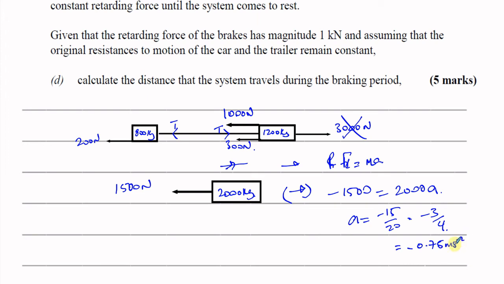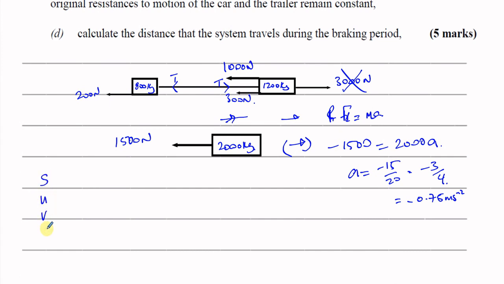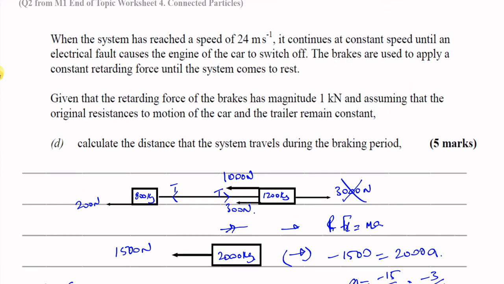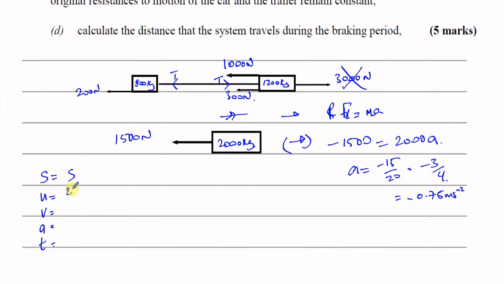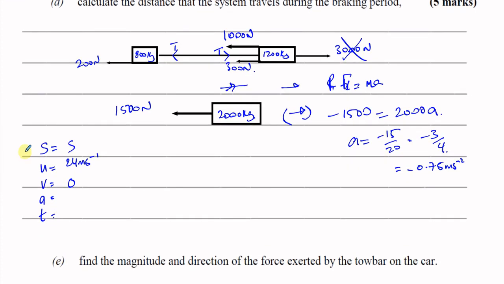Now, we want to find the distance it travels during the braking period. They've said assuming all the forces remain constant throughout the motion of the car, that means the acceleration will remain constant. So we can use the equations of motion related to constant acceleration. We have to find S. We know the initial speed: at the point when the car has reached this speed, the engine switches off. So it's going at 24 meters per second at that point, and that's its initial speed in this new situation. Its final speed is 0 because we've got to find the total distance it moves until it comes to rest. The acceleration is what we just found, minus 0.75.